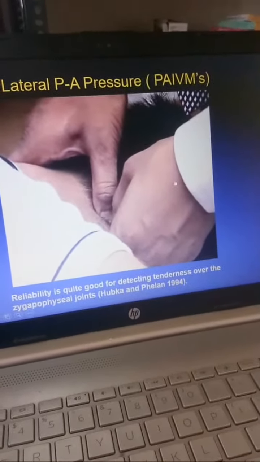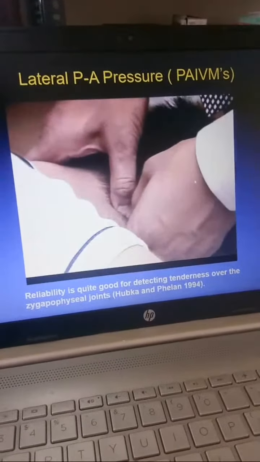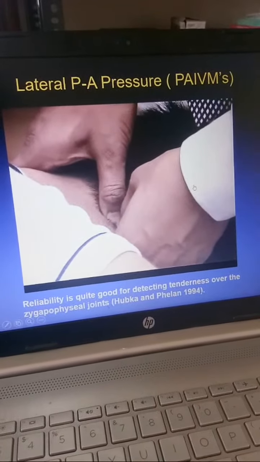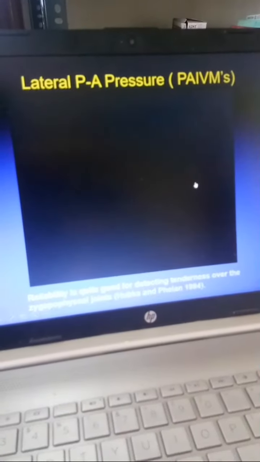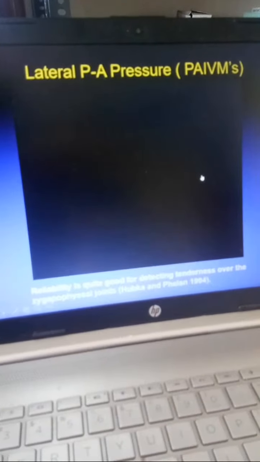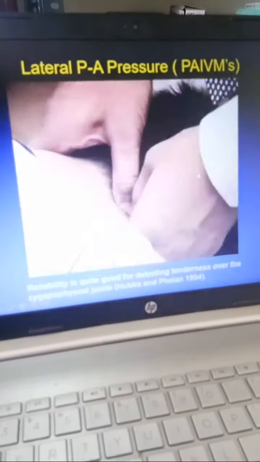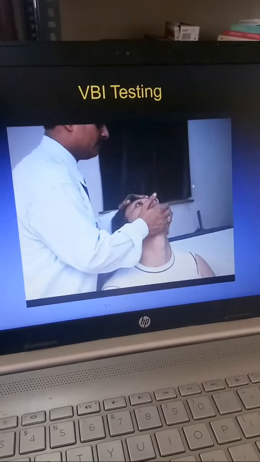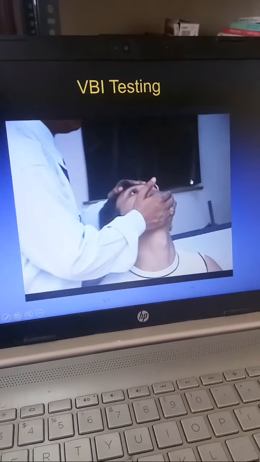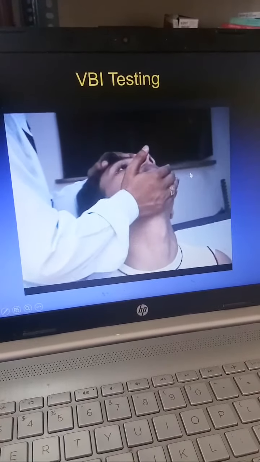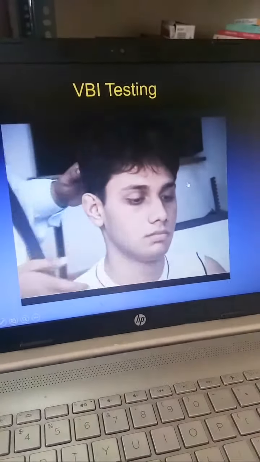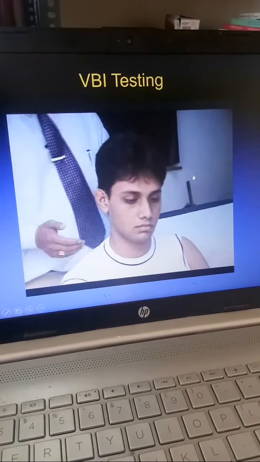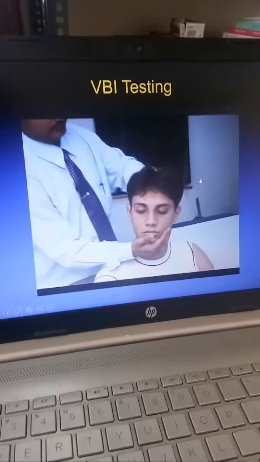Then coming to the lateral PA glides. You see, I already showed on the skeleton that we are palpating on the lateral PA joint, and then we are giving the lateral PA glide. And this is the VBI testing. We are taking the neck into extension. There are around 12 tests, and if you are doing one test, then it should be extension and rotation. We should do that test.